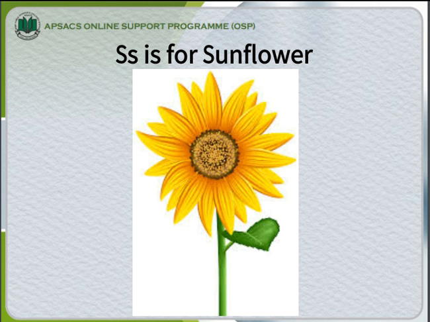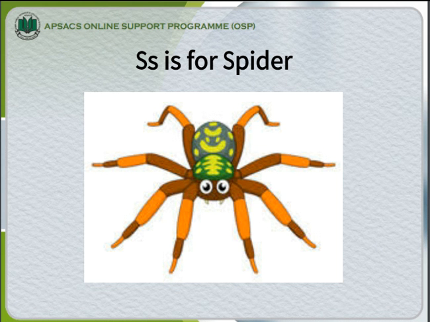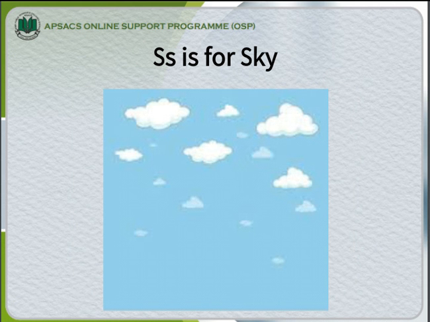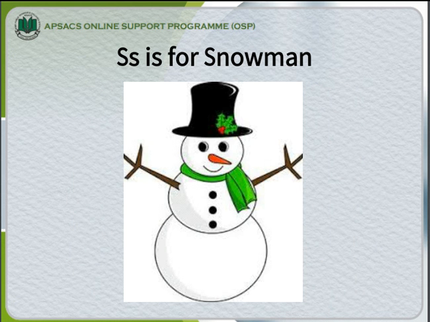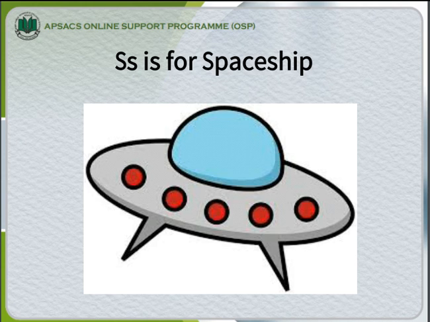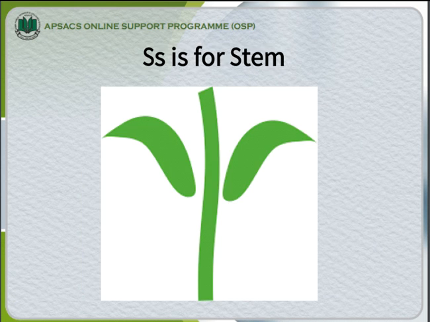S sunflower, S spider, S spoon, S sky, S snowman, S scarf, S spaceship, S stem. Now we have done the vocabulary of letter S.